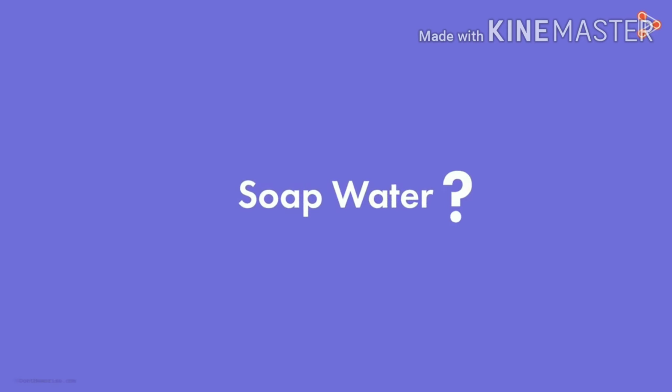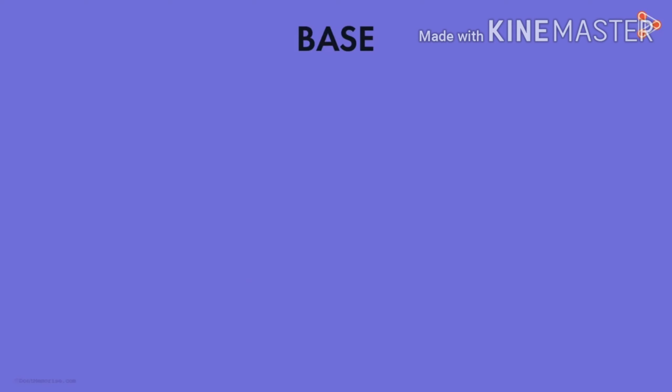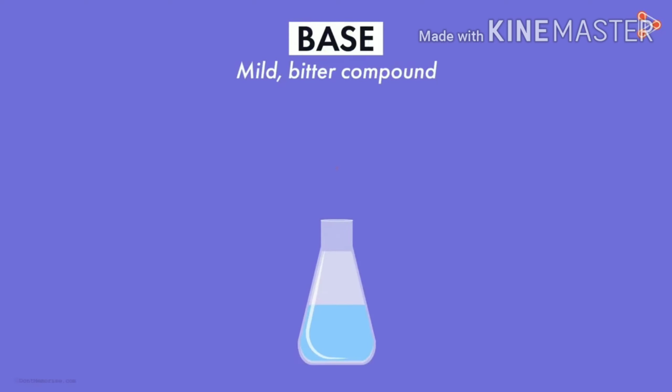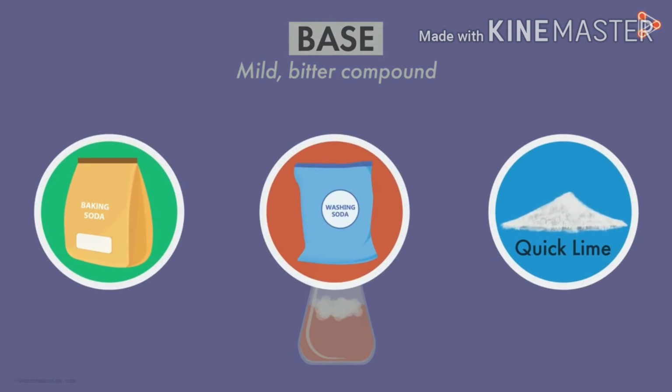Now let's talk about the soap water. What nature does it have? It is basic in nature, which means soap is a base, or in other words, an alkali. What do we mean by this? For now, all we need to know is that the mild bitter tasting compound is called a base. Bases, when added to water, give foam and feel soapy when touched. Bases are exactly opposite to acids. The best examples of bases include baking soda, washing soda, quicklime, and many more.